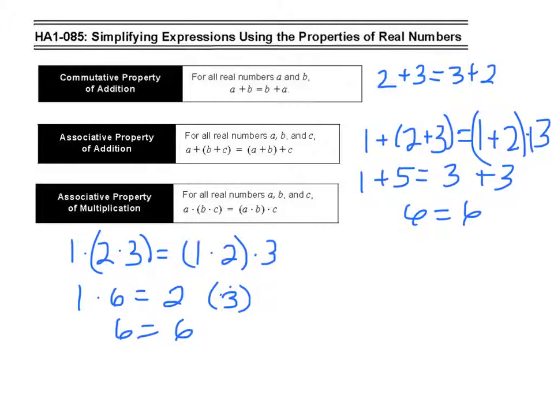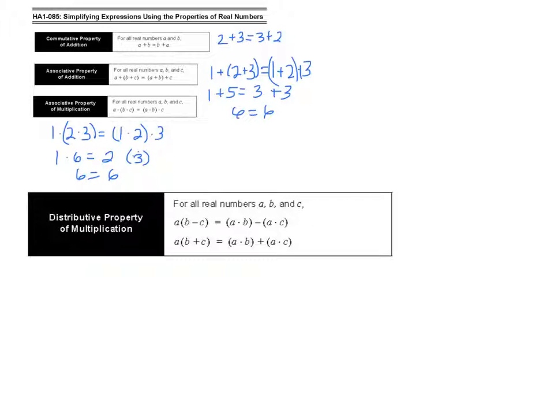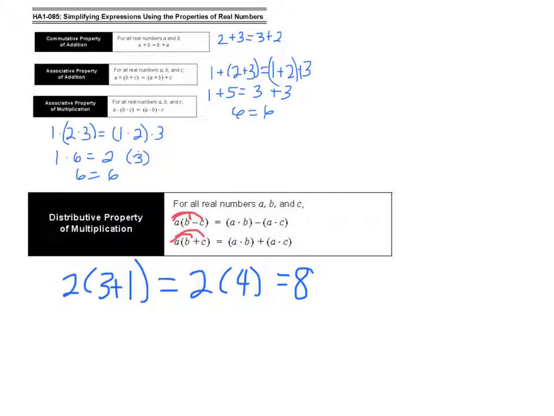Guess I like 6. Distributive property: A times (B minus C) is the same as A times B minus A times C, or the same thing with adding. Normally with PEMDAS and numbers, we would add first, so it'd be 2 times 4 is 8, but we don't always have numbers. Sometimes we have variables, so this is a good way to illustrate it. 2 times 3 is 6, 2 times 1 is 2, 6 plus 2 is 8. I got the same answer both ways. But when you have variables, you have to use the distributive property.